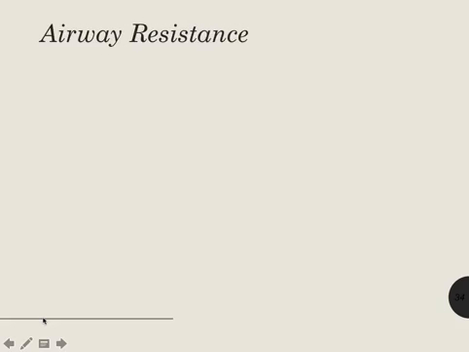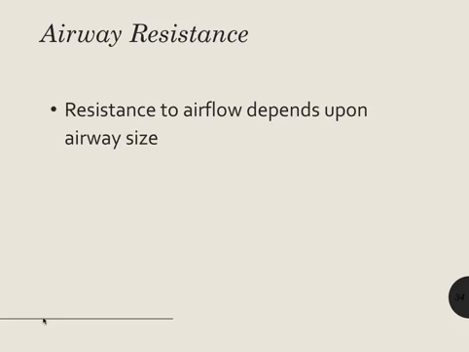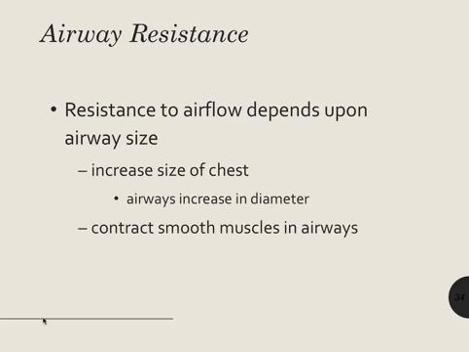All right, airway resistance. Okay, so resistance to airflow will depend on your airway size. Basically, as you're breathing in, the size of your chest increases, the airway diameters will also increase. However, you can also have contraction of smooth muscles in the airways, like as occurs with asthma. We'll see that at the very end of this lecture series. And that causes a decrease in diameter. Obviously, it's much more difficult to breathe.